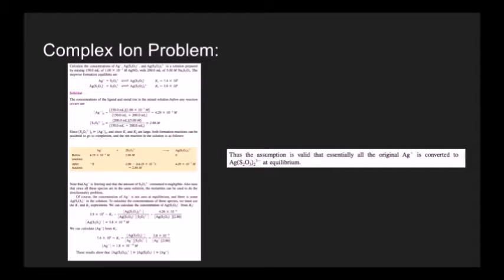By using the K values that you see, you can calculate the concentration of Ag(S2O3)- from K2. So K2 is equal to 3.9 times 10 to the 4th. By taking products over reactants, we can see that the concentration of Ag(S2O3)- is 3.8 times 10 to the negative 9, and similarly you can do that to find Ag+ using K1. Thus, the assumption is valid that essentially all the original Ag+ is converted to Ag(S2O3)2 3- at equilibrium.